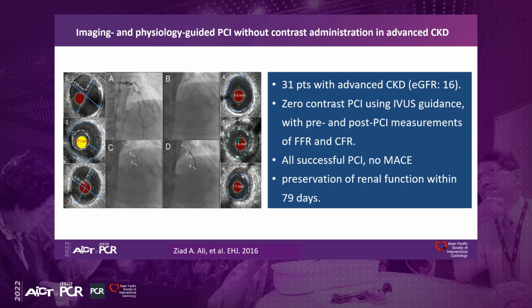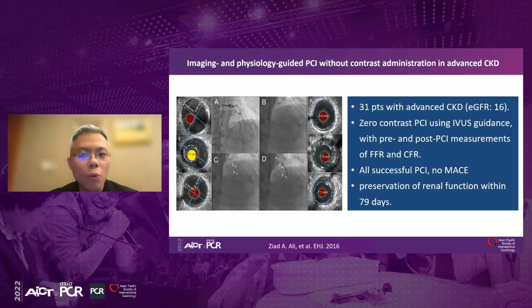And the other study is the first pilot study, which totally included 31 patients with advanced CKD, eGFR only 60 milliliters. And the zero-contrast PCI used IVUS guidance with pre- and post-PCI measurement, and also used FFR and CFR guidance. All the PCIs were successfully performed with no MACE. And also there was no renal disaster at a follow-up of 79 days. Next.